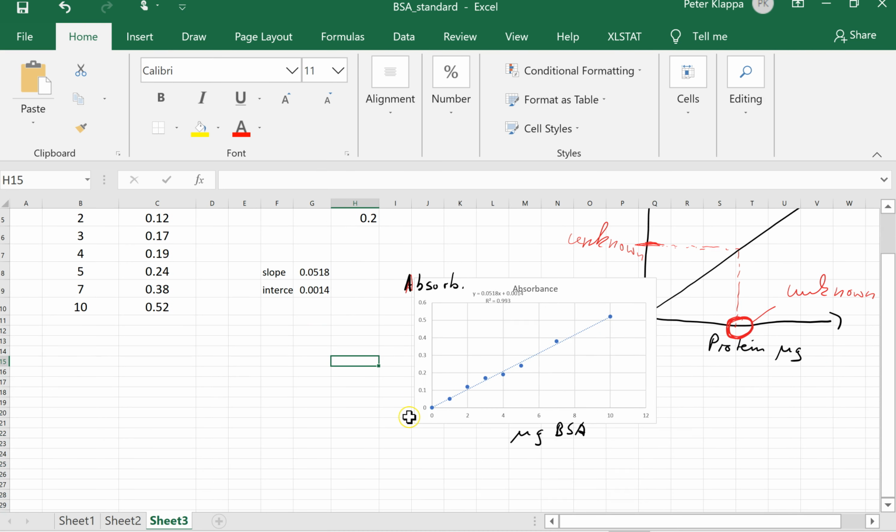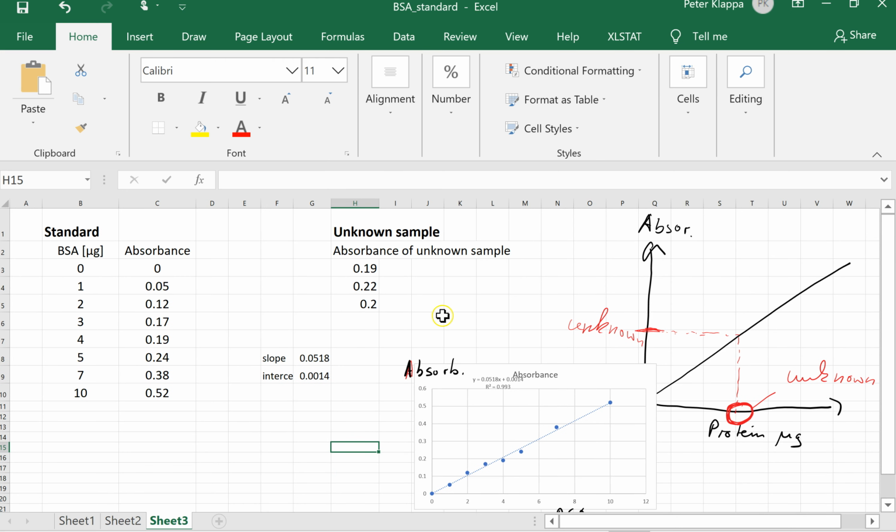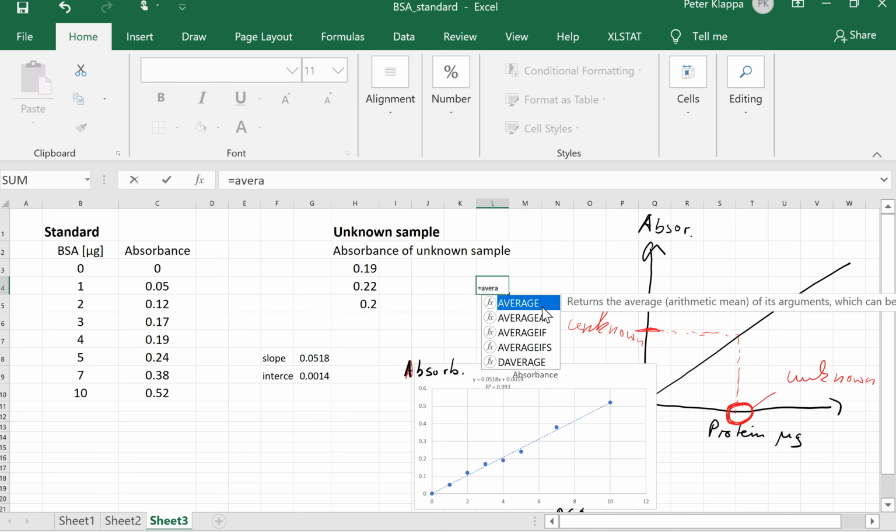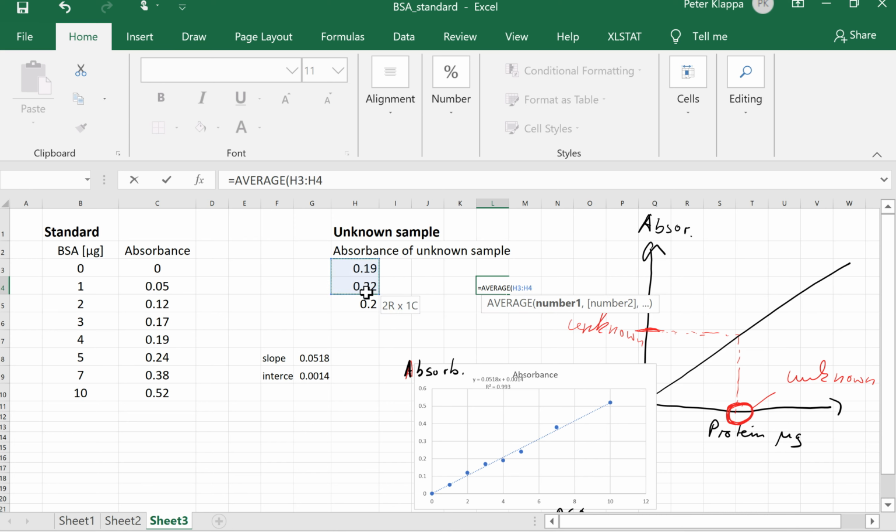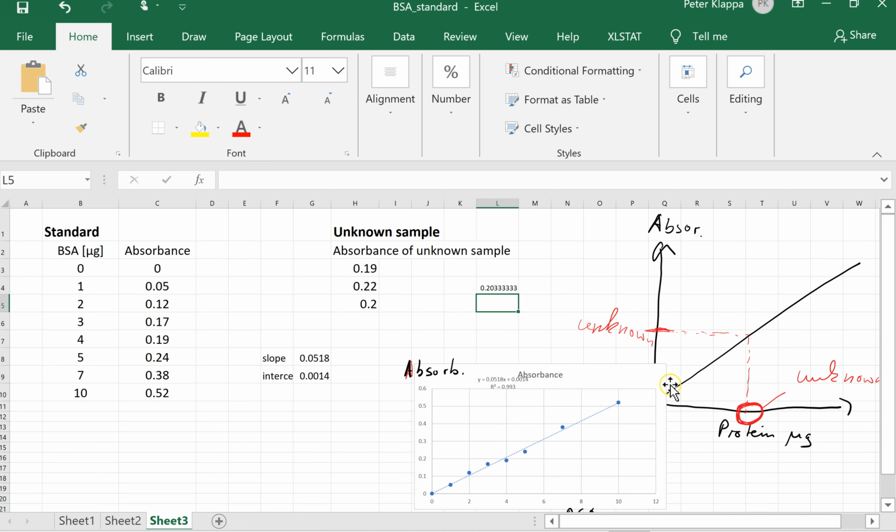Okay, and now what we can do is we can say, right, here are our unknown samples, or the absorbances for the unknown samples. Now what we can do is we can calculate an average of these unknown samples. So because we have got a count of 3, we have 3 samples, so we calculate the average. Now all we need to do is start typing. The average of these samples is 0.2033.